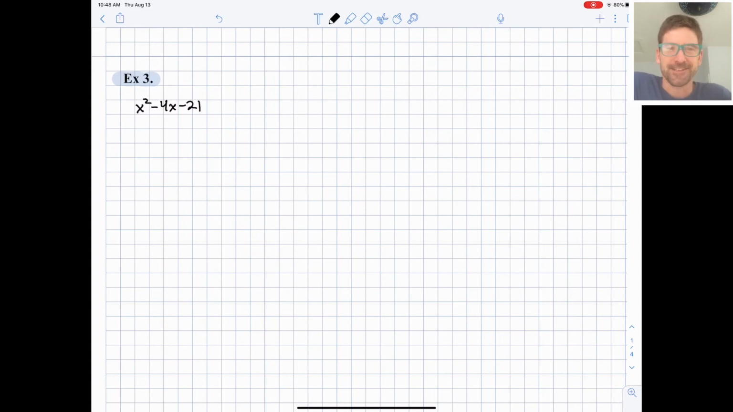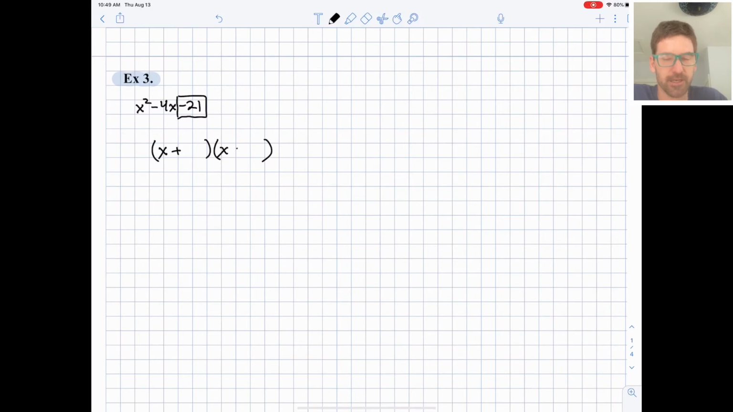All right, it looks like it's getting progressively harder. So now we have 2 negatives in here. Okay, well, let's do it. Let's set up our parentheses. We have a couple x's because we want them to multiply to give us this x squared, and that's our first term. Once again, we have two terms that multiply to be a negative 21. So we have a positive and a negative.